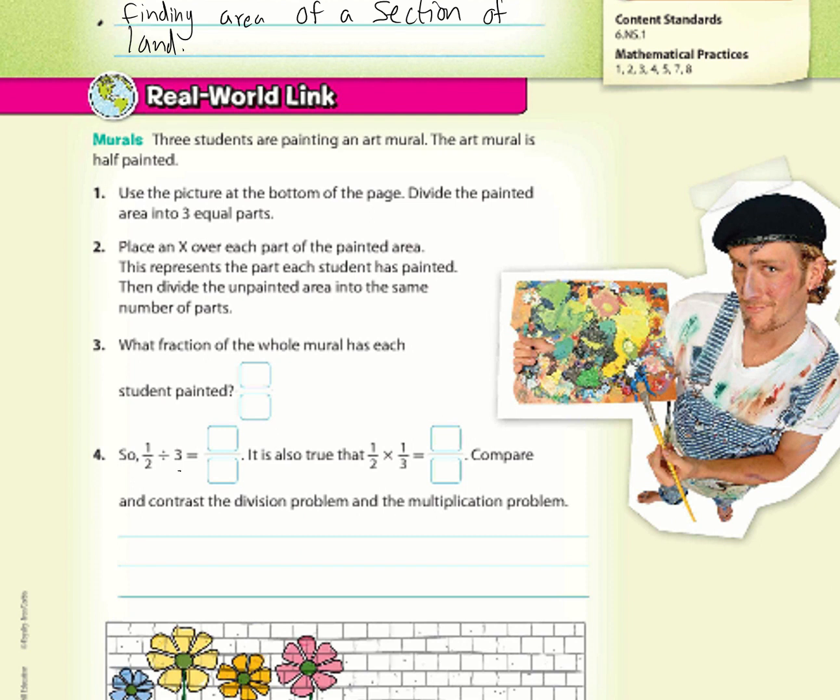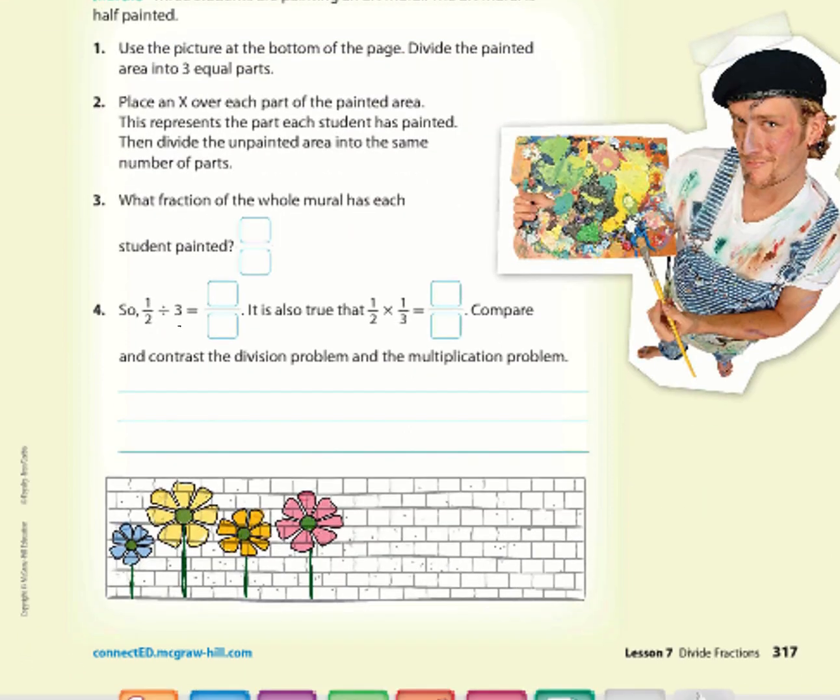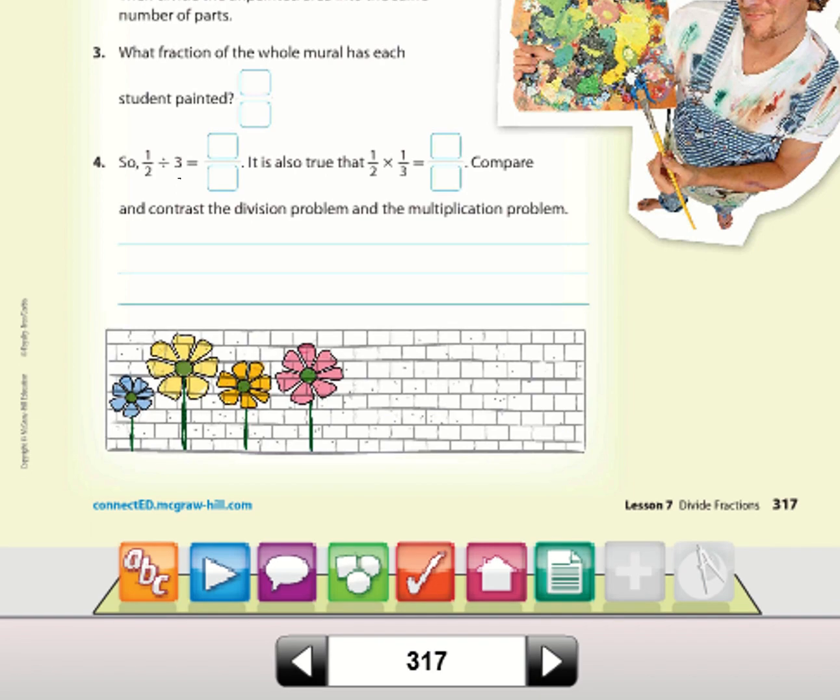Moving down to the real world link, this is 3 students are painting an art mural. The art mural is half painted. Use the picture at the bottom of the page, divide the painted area into 3 equal parts. Place an X over each part of the painted area, then represent the part each student has painted. Then divide the unpainted area into the same number of parts. Okay, so this is kind of a lot of words and a little bit hard to follow.